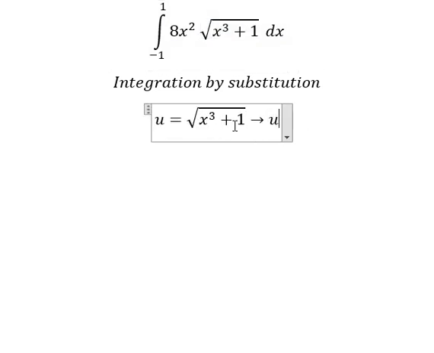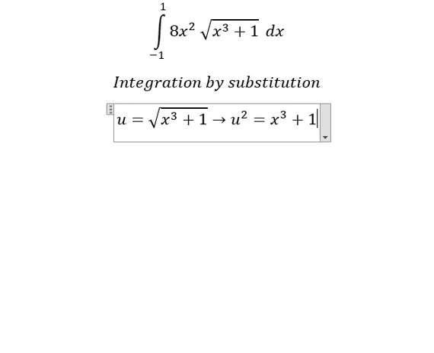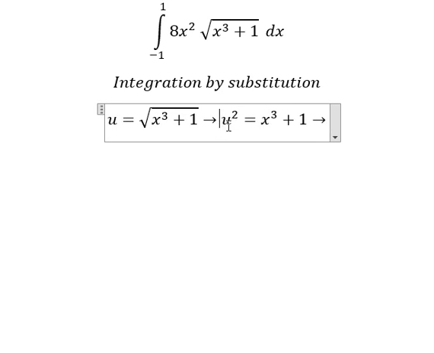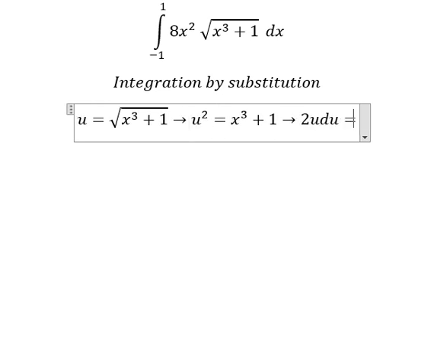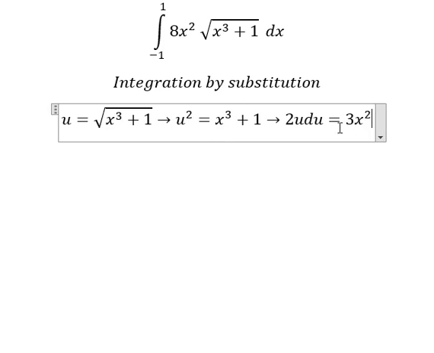Later, we square both sides to cancel the square root. Next, we need to take the derivative first of u squared, and we have 2u du. This one we have 3x squared. This one is the constant, so you get 0.